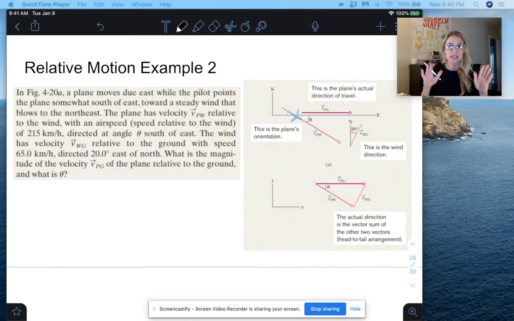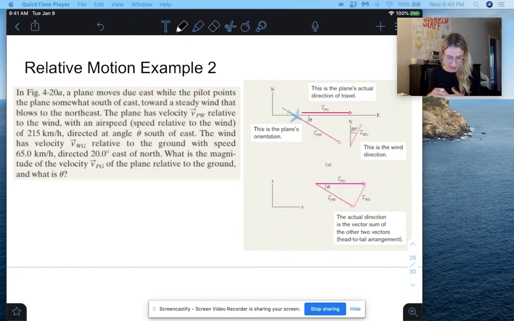Okay, let's try another example. And this one is in 2 dimensions. So we have the figure to the right. In the figure to the right, a plane moves due east while the pilot points the plane somewhat south of east toward a steady wind that blows to the northeast.